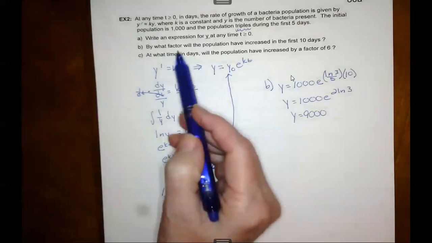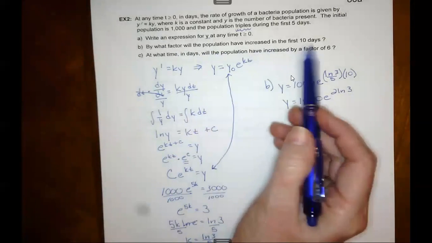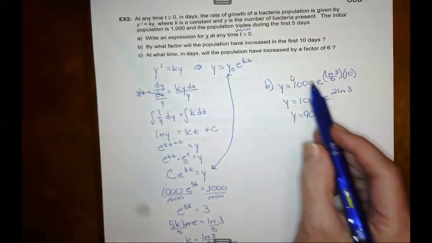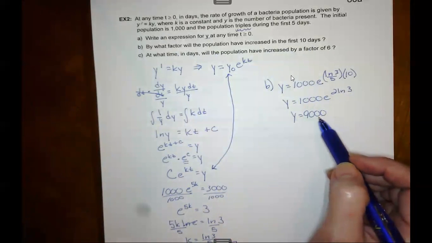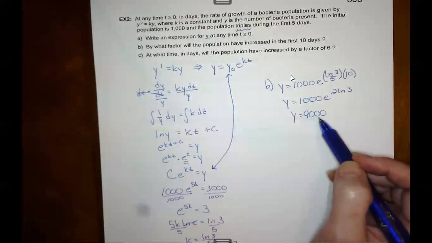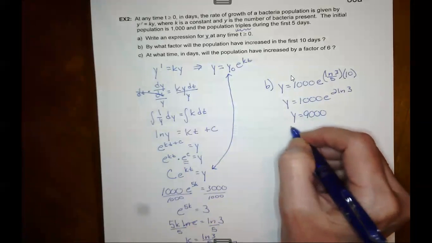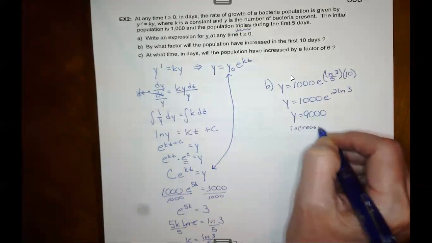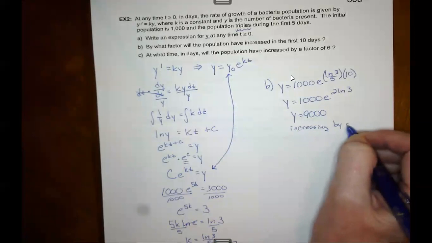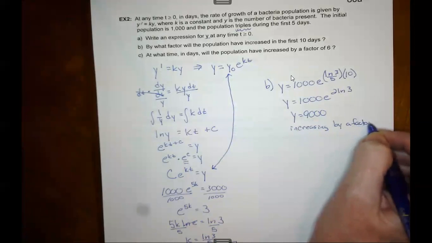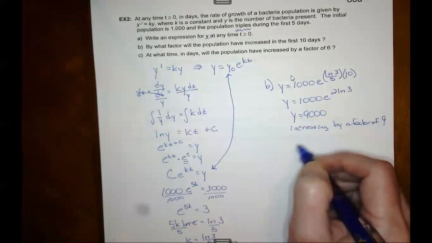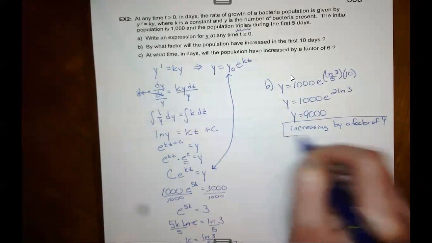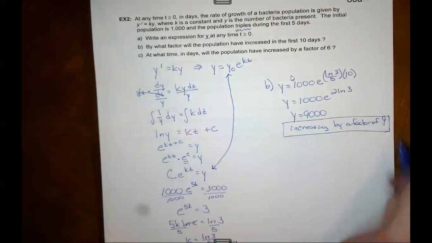So it says, by what factor will the population have increased? If it goes from 1,000 to 9,000, initially it's 1,000, now it's 9,000, then it's increasing by a factor of 9.